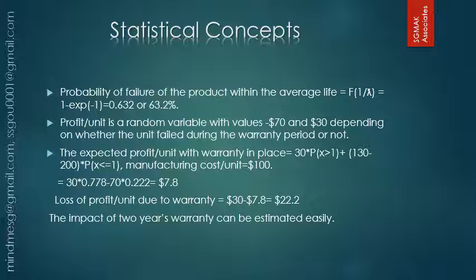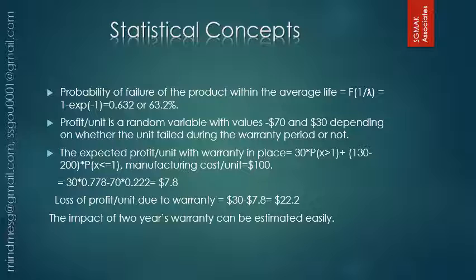So 30 multiplied by probability X greater than 1, the chance that the gadget will survive past 1 year. In that case, we get $30, plus minus 70 times probability X less than or equal to 1.